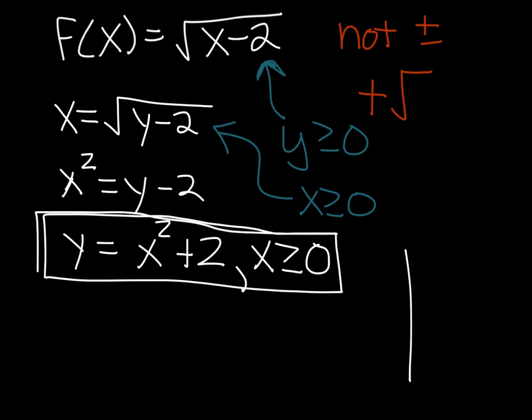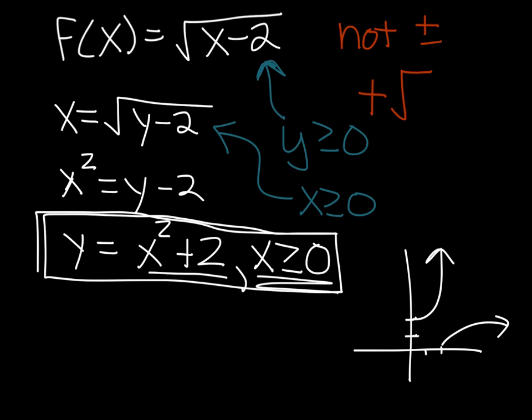And so if we graphed it, the square root of x minus 2, the minus 2 inside shifts it right 2, like that, whereas x squared plus 2 shifts it up 2. And we're only graphing the positive part, so only this part. So there's our inverses.